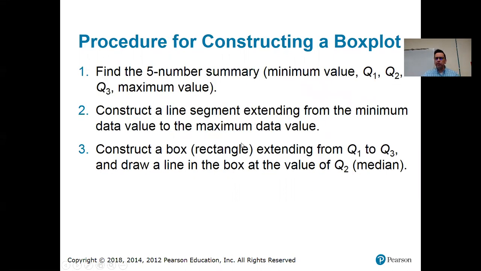The way that you construct it is first find the 5-number summary, like we did in the last example. Construct a line segment. I like to think of this as a number line. And then construct a box extending from the first quartile to the third quartile. And then there's going to be a line somewhere in the middle at the value of the median. Okay.